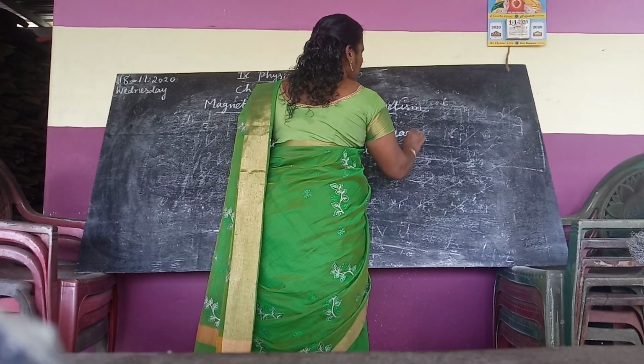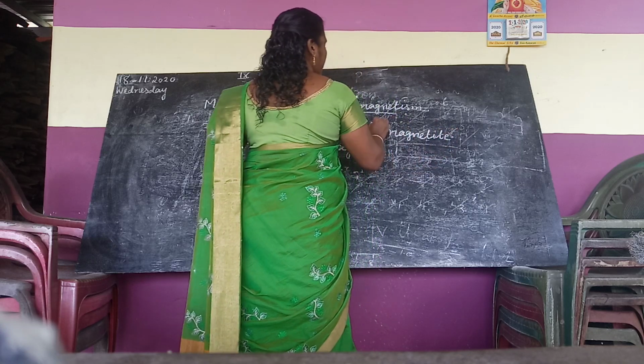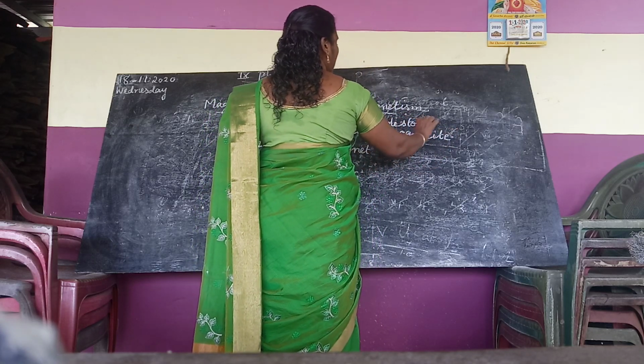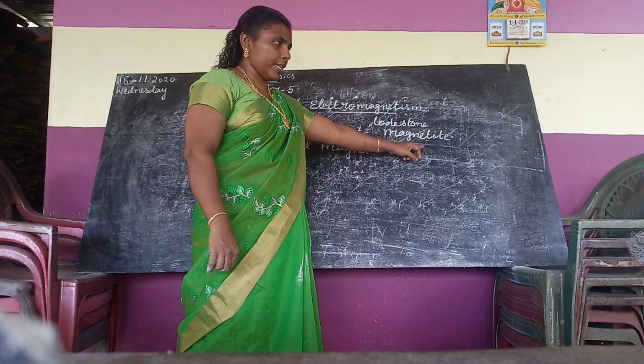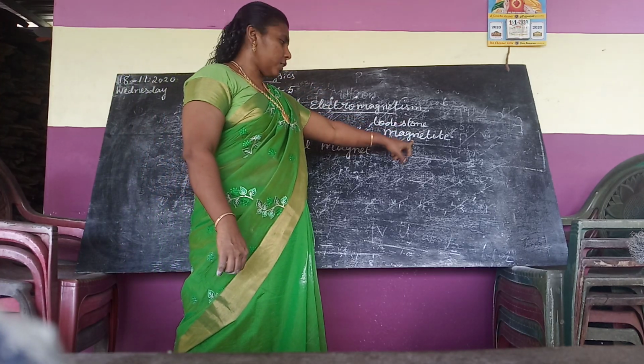A strong natural magnet is, what is that? Lodestone, magnetite. A strong natural magnet is lodestone magnetite.